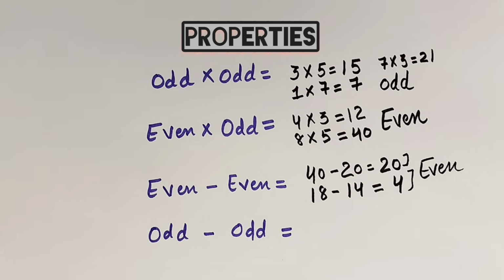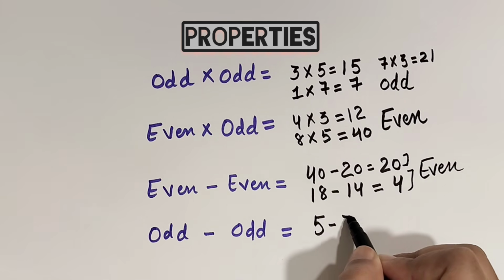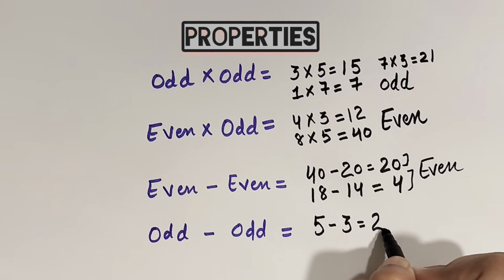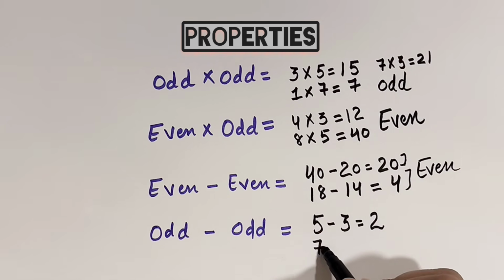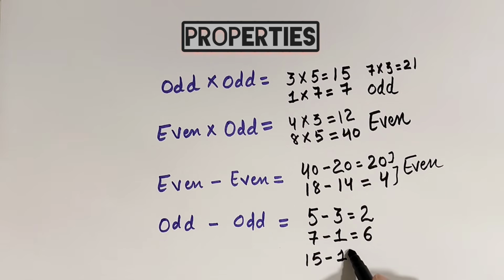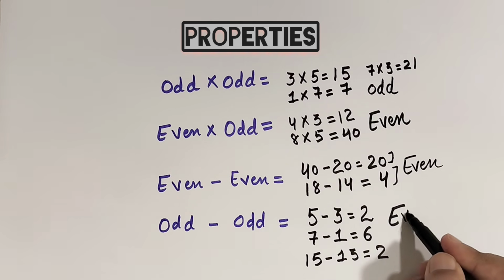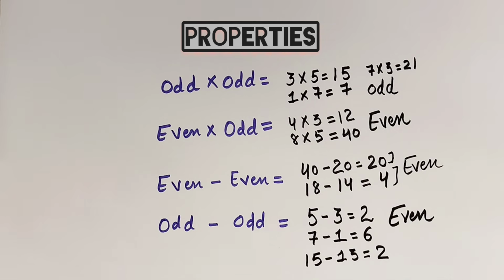Now let's see what happens when we subtract odd number from the odd number. So 5 minus 3 would be 2. 7 minus 1 would be 6. 15 minus 13 would be 2. So when we subtract odd number from an odd number, the result is an even number. You can see that clearly here.